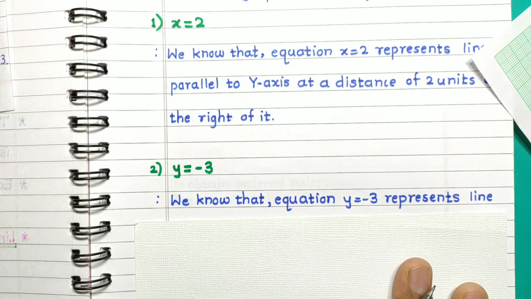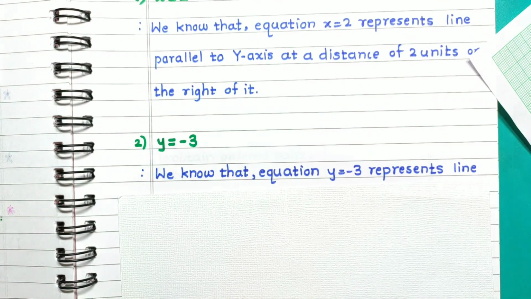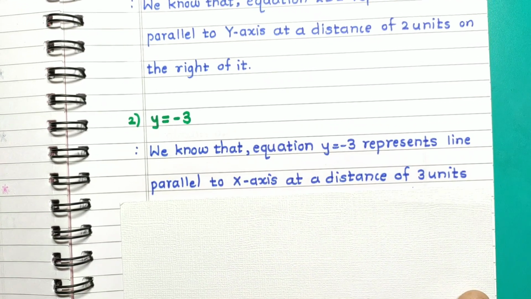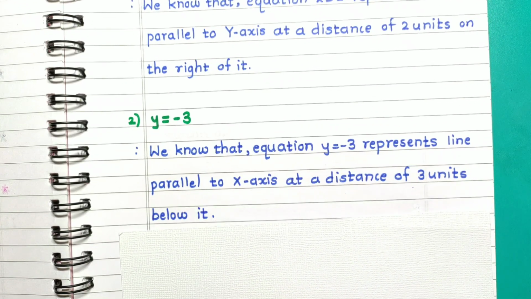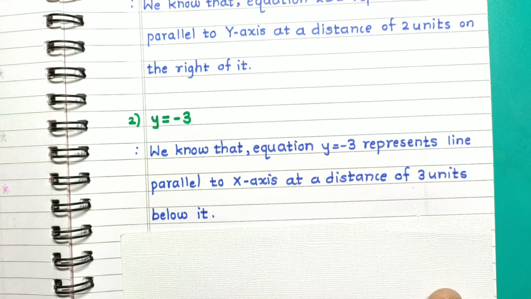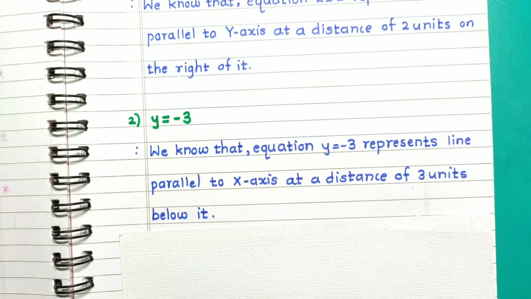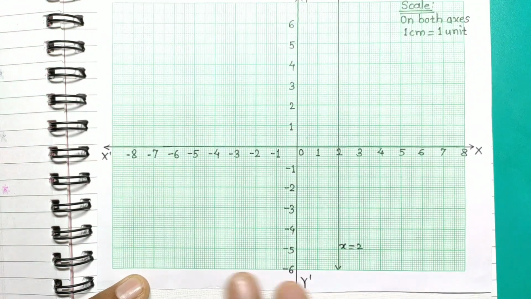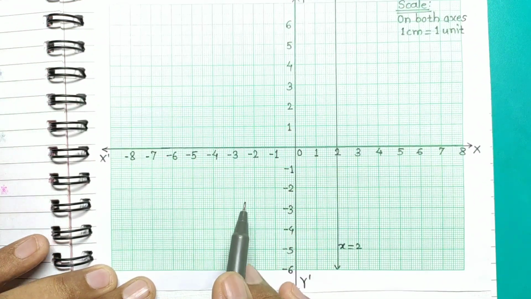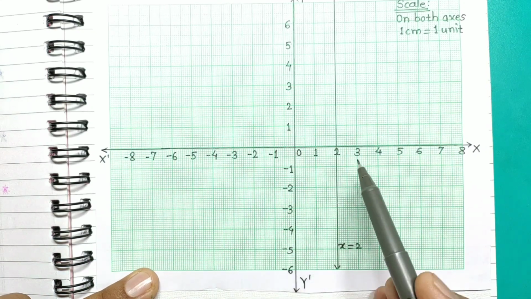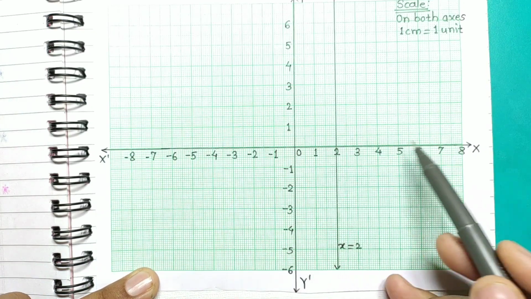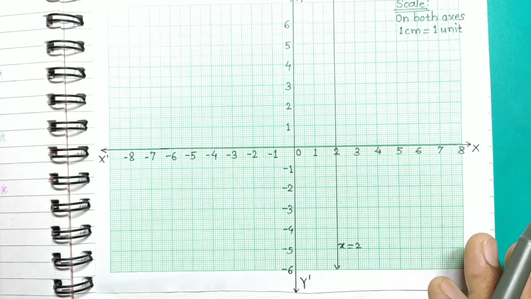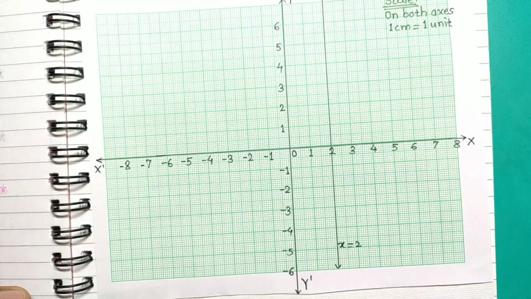We know that equation y is equal to minus 3 represents a line parallel to x-axis at a distance of 3 units below it. Okay. So for this again consider the same graph paper I am using here. See, this line y is equal to minus 3 is below x-axis, parallel to x-axis at a distance of 3 units. So this line is like this.